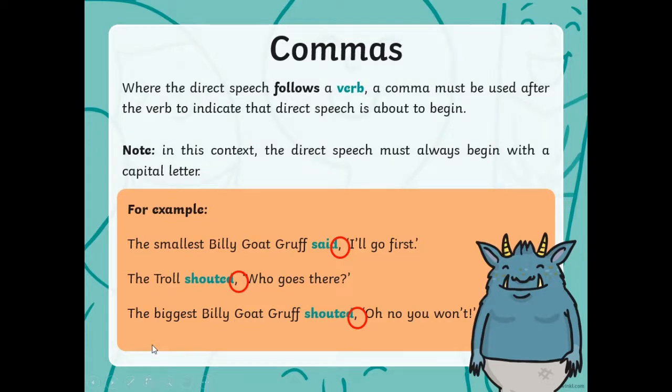So we can see if the speech comes first, I use a comma at the end of the speech. If the person who's saying it comes first, I then use a comma before the speech. And again, I've still got my inverted commas there as well. I've still got my punctuation at the end, but you'll notice a full stop being used here. So just be careful how you punctuate your direct speech.